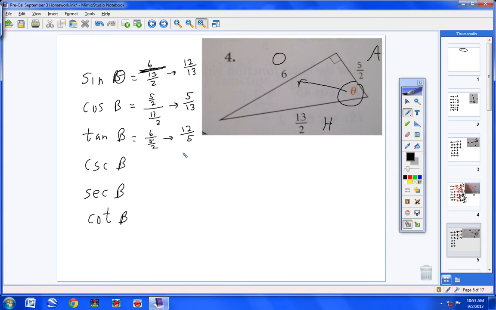12/5. Okay? All right, now these should be easier because we just have inverses. So the answer to cosecant is the inverse of sine. So the answer here would be 13 over 12. Secant is the inverse of cosine. So we would have 13 over 5 for an answer. And cotangent is the inverse of tangent. So my answer here would be 5/12. I hope this is making sense.